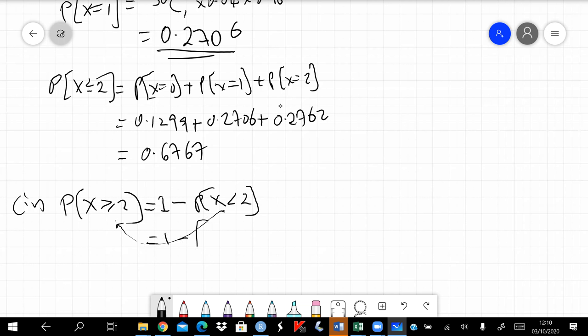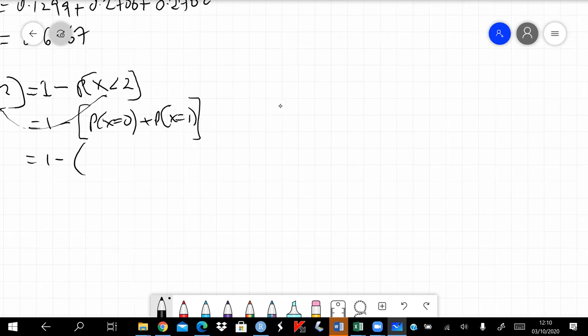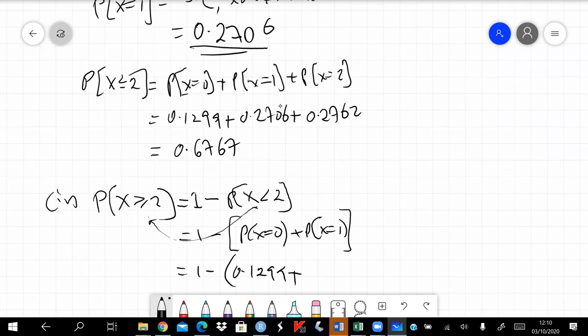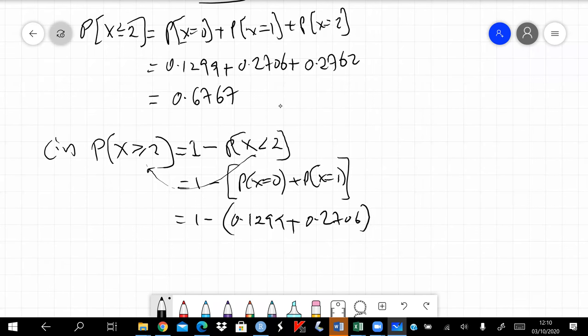So this is the same as taking 1 minus the probability that X is equal to 0 plus the probability that X is equal to 1, because when X is less than 2, X is 1 or 0. So this will be equal to 1 minus, we have those probabilities already. When X is 0, we have 0.1299, plus when X is equal to 1, we have 0.2786. Which gives us 0.5999. So that's the probability of getting at least two breakages. So that's how you compute it.